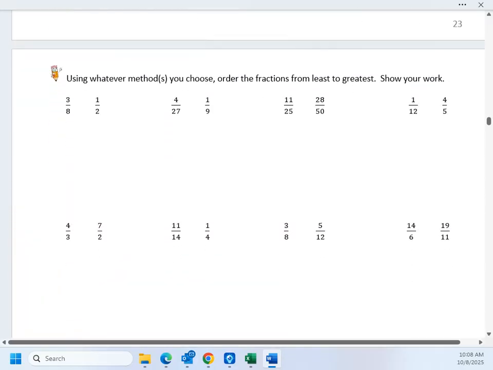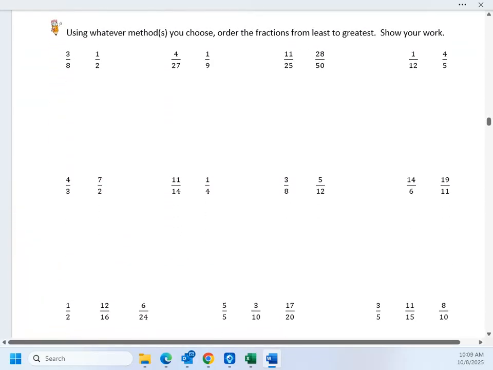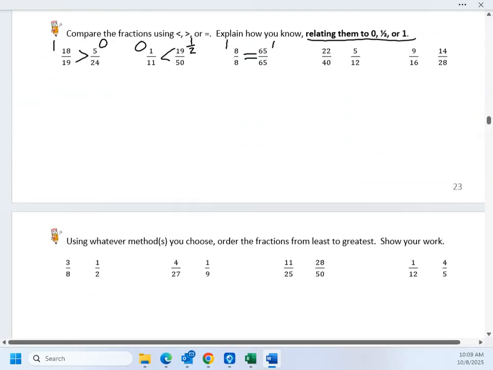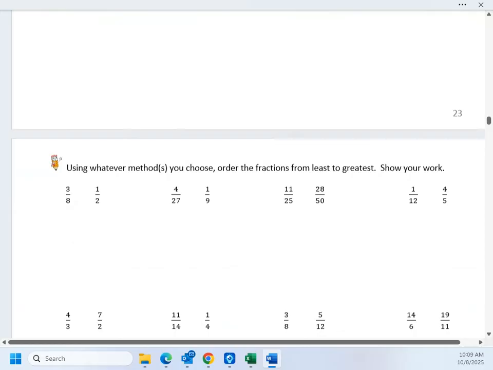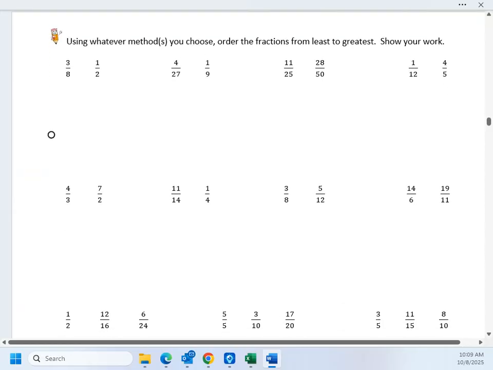All right, let's look at our second page. This time you can use whatever method you choose, and you're going to order the fractions from least to greatest. So we're not using our symbols on this one. You're putting them in order. So you're going to put the smaller fraction, then the bigger fraction. But we're going to use these three methods. You're going to decide which method works the best.